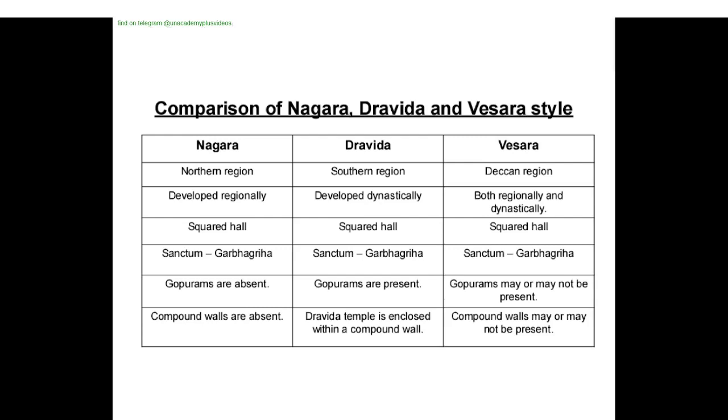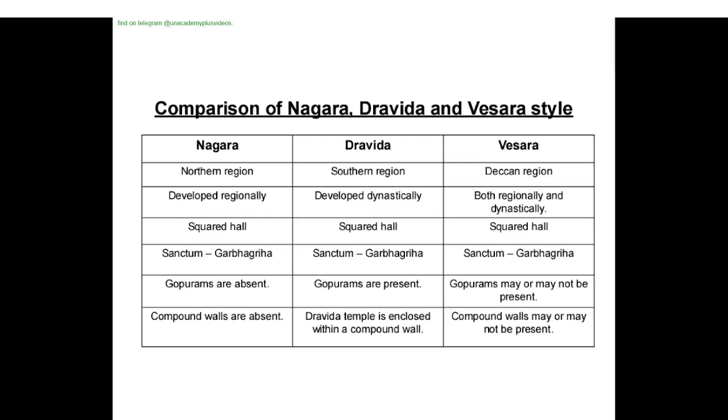Comparison of Nagara, Dravida and Vesara styles. Nagara of the northern region, Dravida of the southern region, Vesara of the Deccan region. Nagara developed regionally, Dravida developed dynastically, and Vesara developed both regionally and dynastically. Nagara has a squared hall, Dravida has a squared hall, and Vesara also has a squared hall. Sanctum: Garbhagriha in all three. Gopurams are absent in Nagara, gopurams are present in Dravida, and gopurams may or may not be present in Vesara.